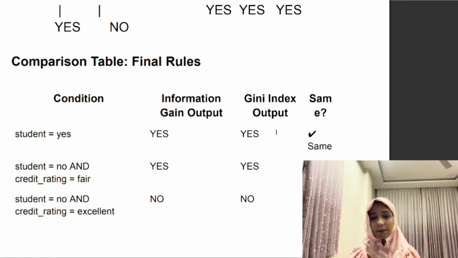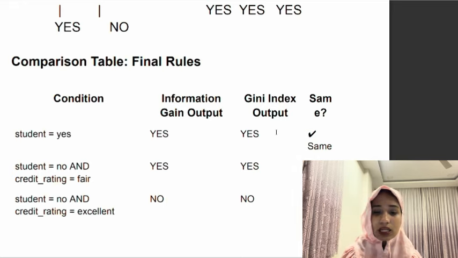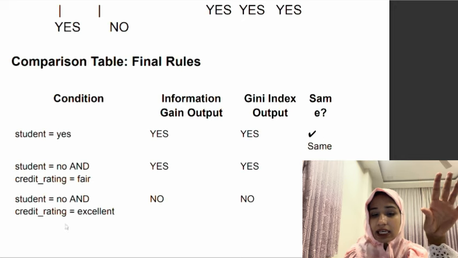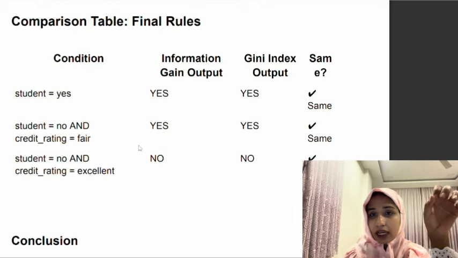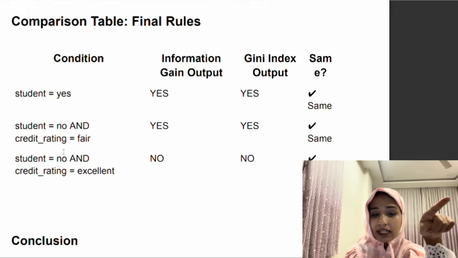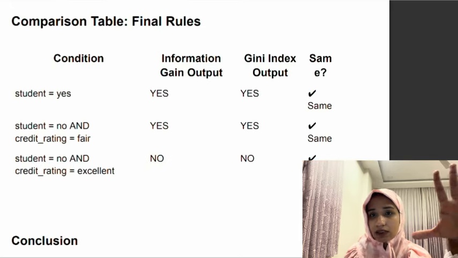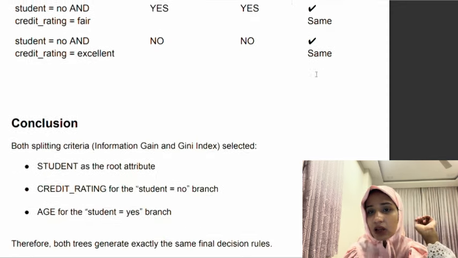Now we'll see the comparison table, which is the final result from both information gain and Gini index. For student equal to yes, the information gain output is yes, and the Gini index output is also yes, which is the same. For student equal to no and credit rating equal to fair, the output is yes, the same. And for student equal to no and credit rating equal to excellent, information gain is no and Gini index is also no. For every parameter the output is the same, and both the decision trees are also the same.